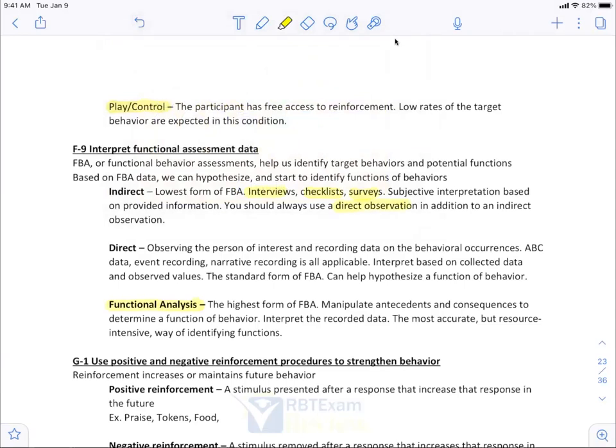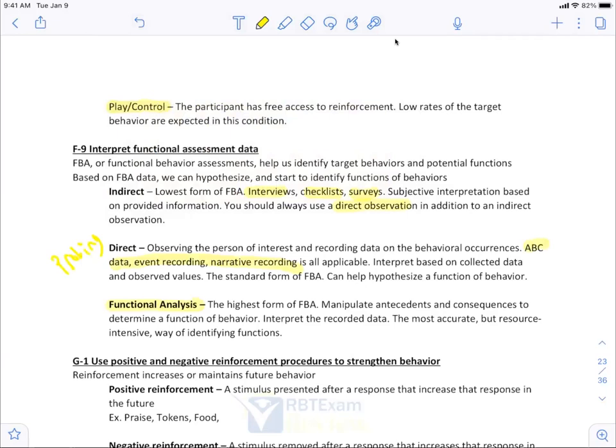Okay, you can't just have an interview with a parent for 30 minutes and write a treatment plan. Not how it should be done. We need some sort of direct observation. This is when we're using our ABC data, event recording, narrative recording, observing this client in the natural environment. Maybe we're probing stuff, right? We're probing, okay? We're just looking at what they can and can't do.